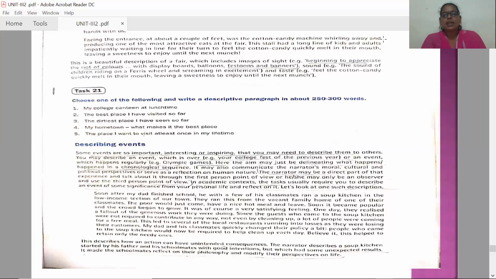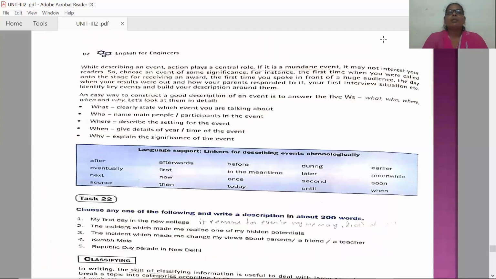The narrator describes a soup kitchen started by his father and his schoolmates with good intentions, but which had some unexpected results. It made the schoolmates reflect on their philosophy and modify their perspectives on life. So while describing an event, action plays a central role. If it is a mundane event, it may not interest your readers. So choose an event of some significance.